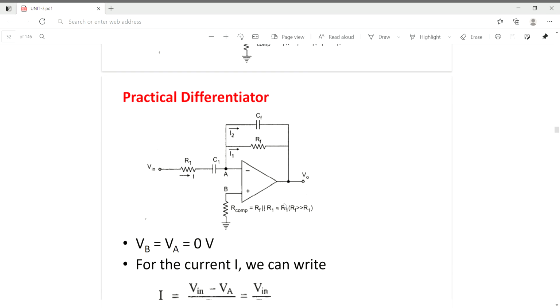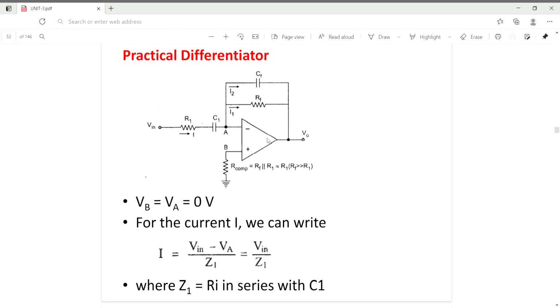So this is the circuit of the practical differentiator, and here the current is given as (Vin minus Va) by Z1, and Z1 is the R1 in series with the C1. So this is the current coming out from the differentiator, and here we are connecting a resistance to the other input as well, which is the non-inverting terminal, and that resistance should be equal to RF parallel to R1. So these are the properties and functions of a differentiator.